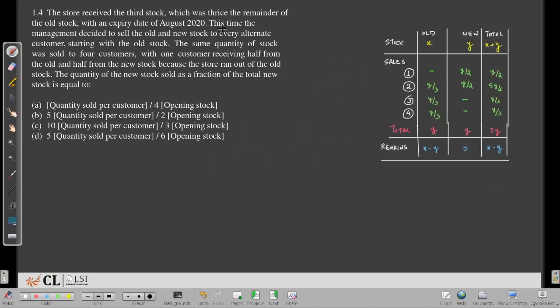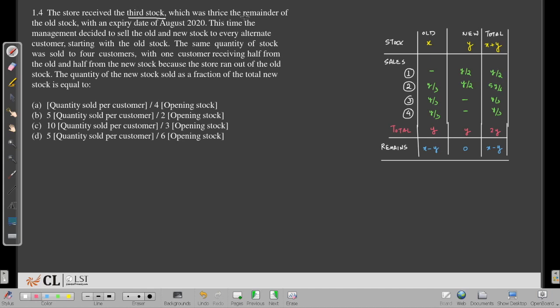The next question, we have a lot of stories here. Okay, this story. We have to keep on working again. But let's see what that story is. So let's start from here. The store received a third stock. So we have a third new stock. So now they have a newest stock.